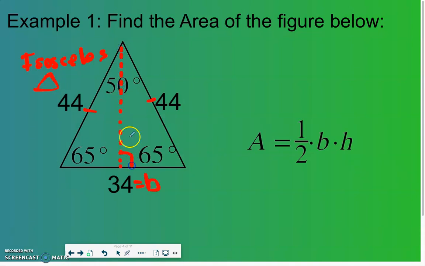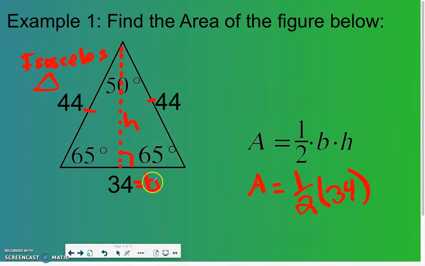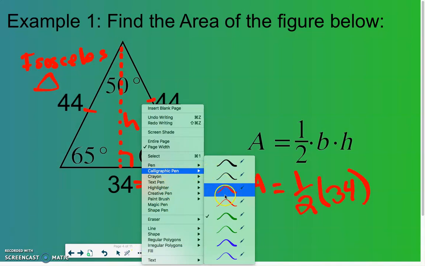So this right here is going to be my h. Currently in our formula, we have area is equal to 1/2 times 34 times the h that we're looking for. So we don't currently have that. But what we do have, let's switch colors here, probably shouldn't use green. Let's go to blue.